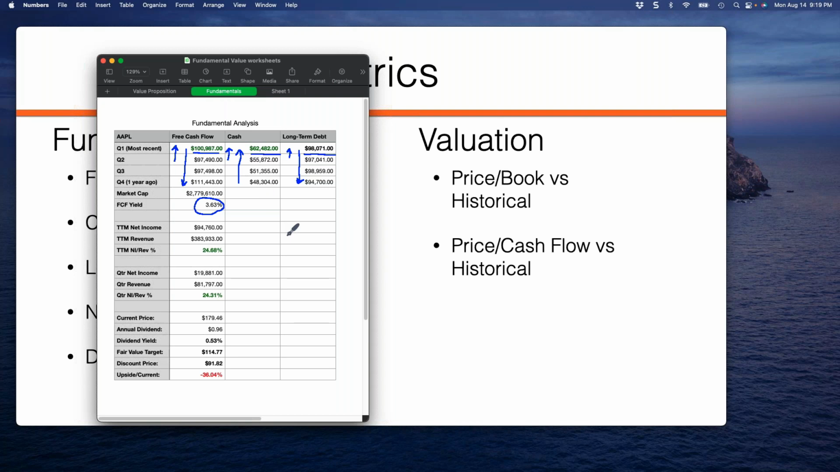to use by comparing companies' net income over the last 12 months and the last quarter to their revenue over the same periods. So here's net income, $94.7 billion, compared to about $383.9 billion in revenue over the last 12 months, translating to an interesting and generally healthy operating margin of nearly 24.7%.